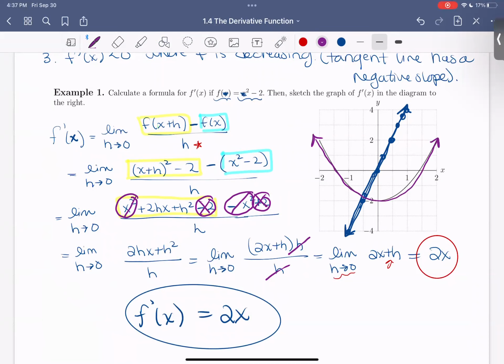So we can see similar observations as we made in the first example, or the preliminary example. My derivative here, f prime of x, crosses 0 when we have a horizontal tangent line. My derivative is positive, above the horizontal axis, when my original function is increasing. And my derivative is negative, or less than 0, when my tangent lines have a negative slope or when my function is decreasing.